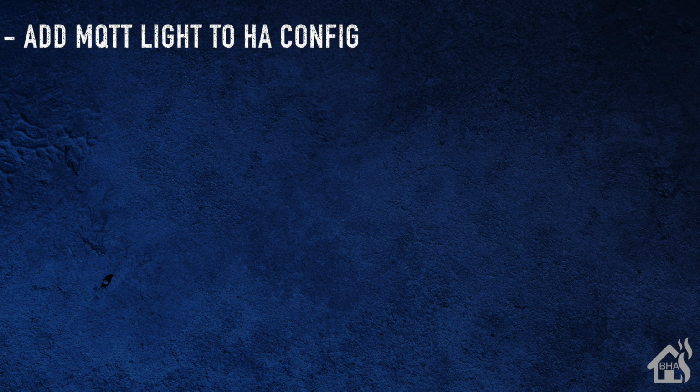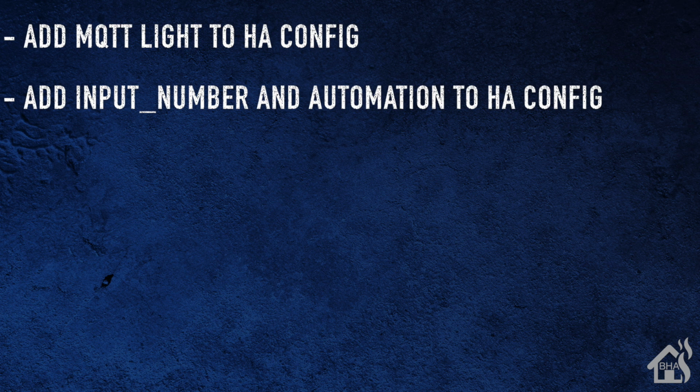So let's do a quick rundown of what we're going to cover in this video. I'm going to do it two different ways. First with an MQTT light, and the second way is with a regular Hue light bulb. For starters, we'll add the MQTT light to our HA config, and then we're going to add the input number component as well as the automation to work the input number component. And then lastly we will show it in action.